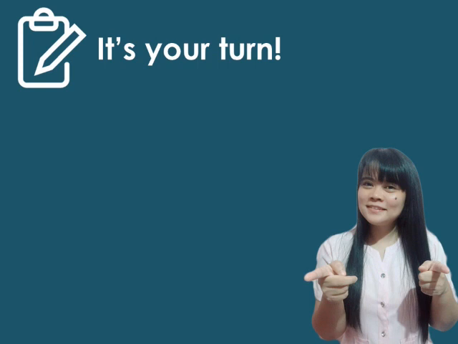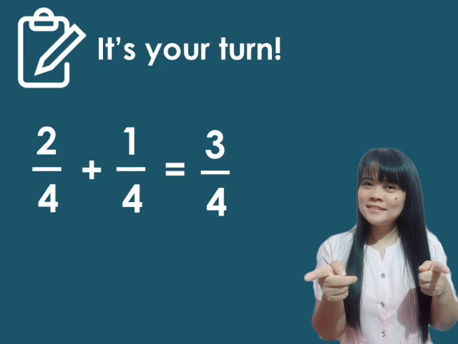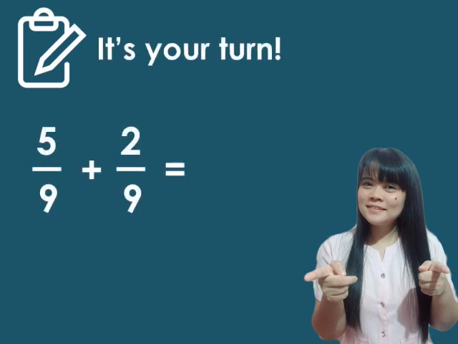Now, it's your turn. Let us answer this one. 2 over 4 plus 1 over 4. What would be the answer? Okay, the answer will be 3 over 4. Did you get it? Okay, next. 5 over 9 plus 2 over 9. What is the answer? Correct. 7 over 9.